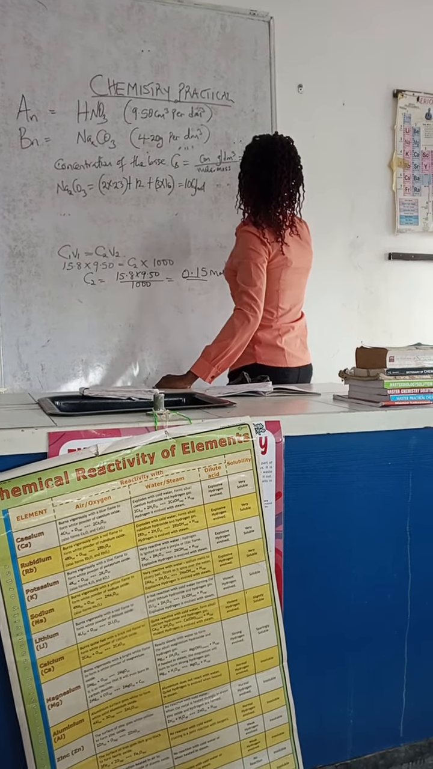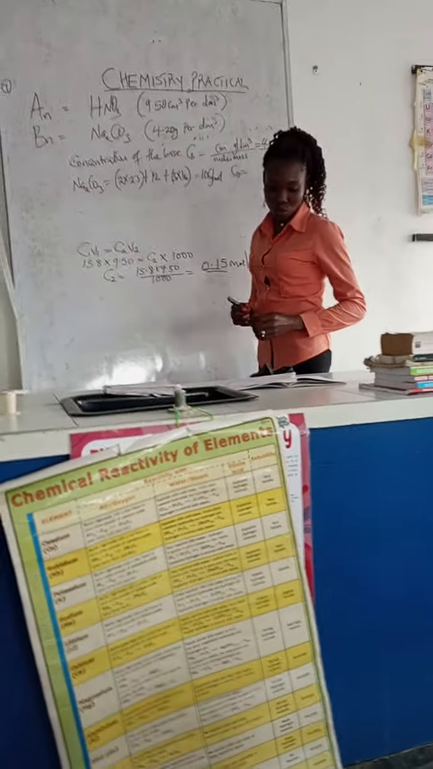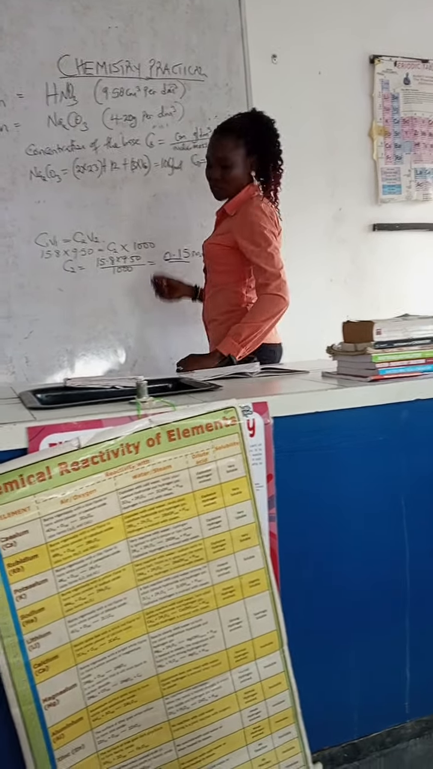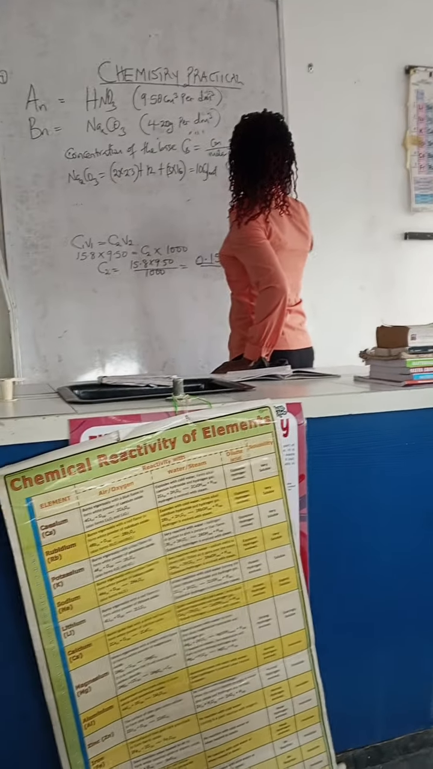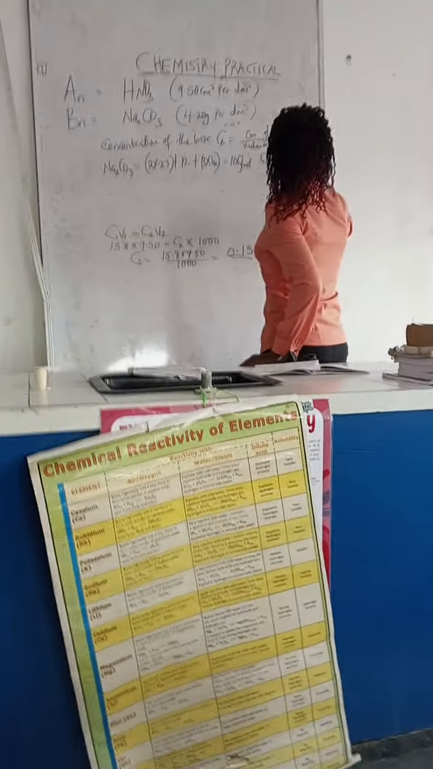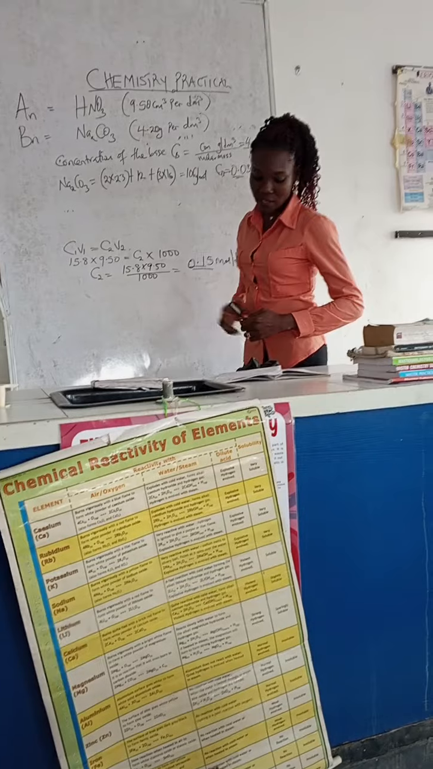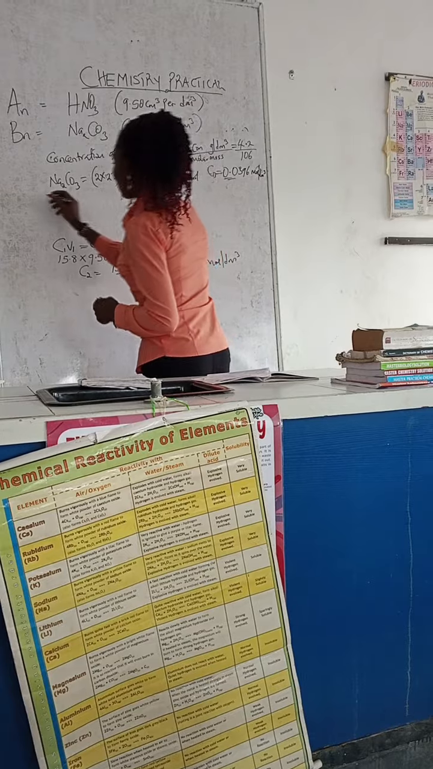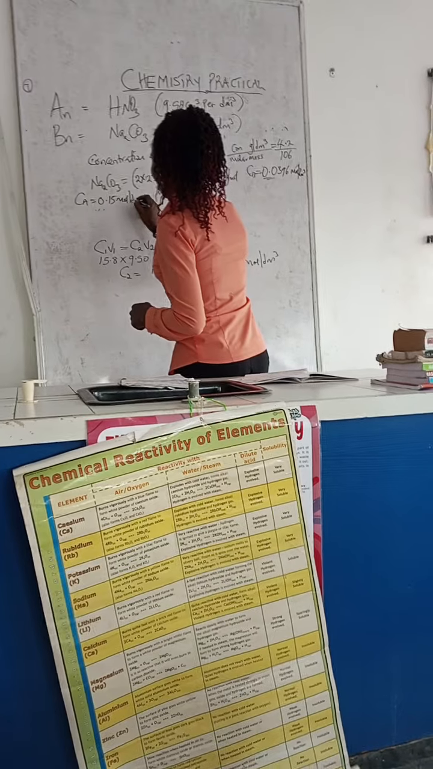So we fix this here, 106 gram per mole, and our Cb, the concentration of the base, is going to give us 0.0396 mole per dm cube. So therefore, theoretically, we have our Ca to be 0.15 mole per dm cube.